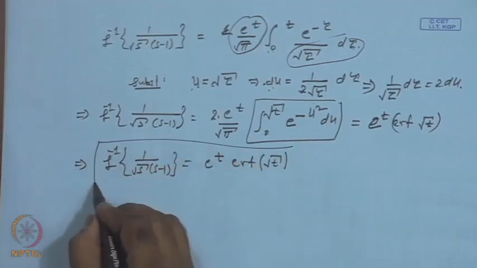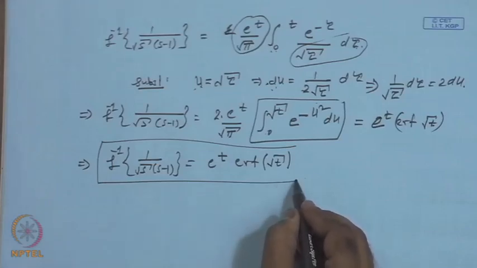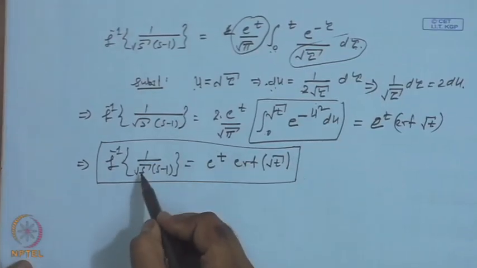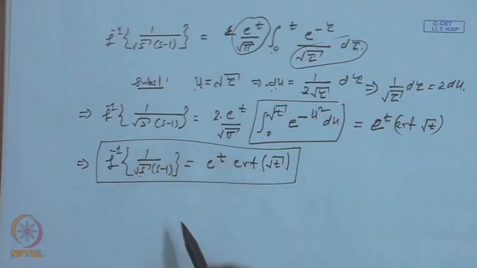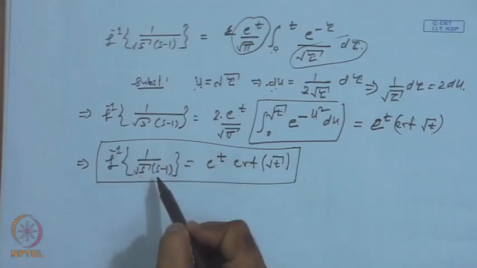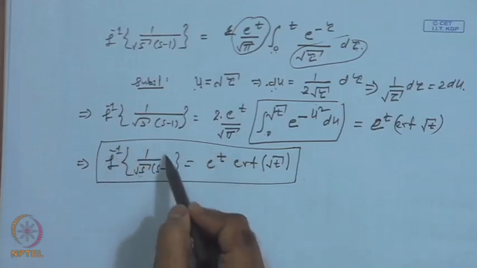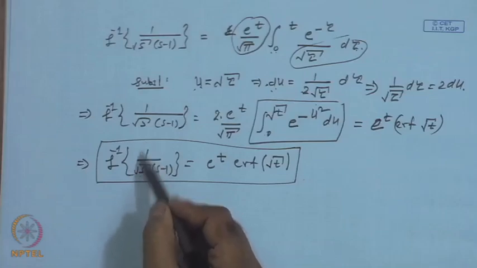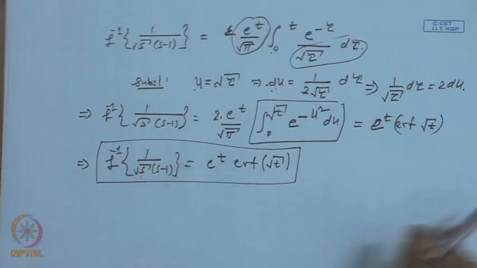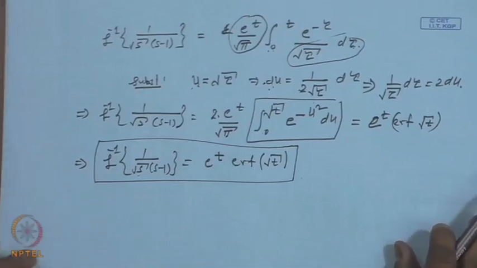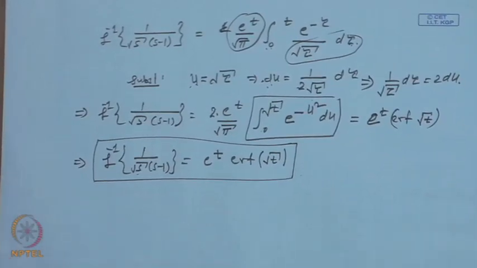So, this is the Laplace inverse of 1 over square root s and s minus 1. In this way we can use this convolution theorem to get the Laplace inverse of the product of functions, and that will be simply the convolution. So, here we conclude this lecture.